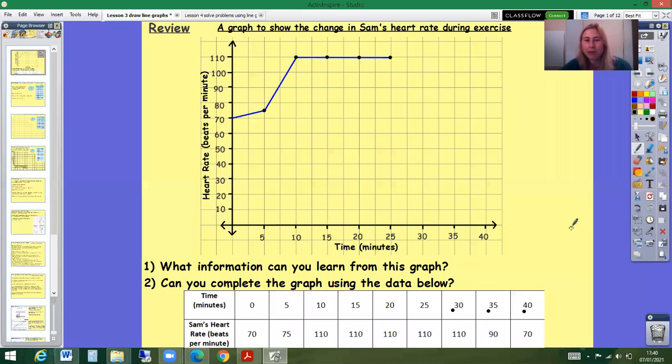Hi Year 5, welcome to Wednesday's maths lesson, and we're still looking at line graphs today, but we're going to look at drawing them as well as interpreting them. So pause the video now and have a look at the review task below.